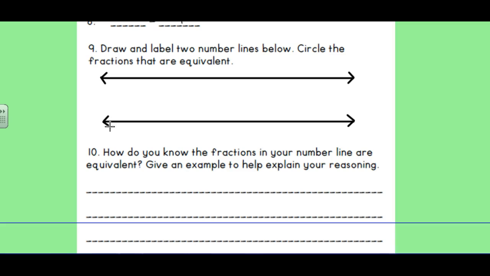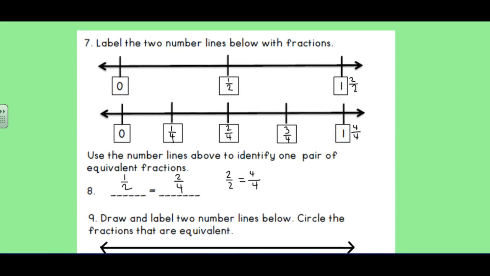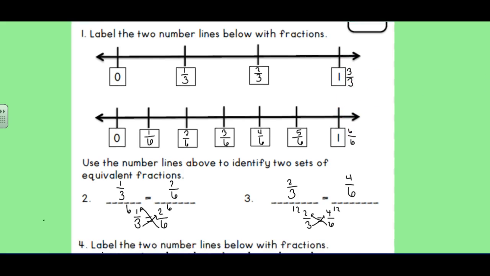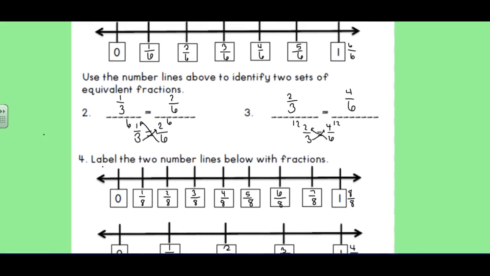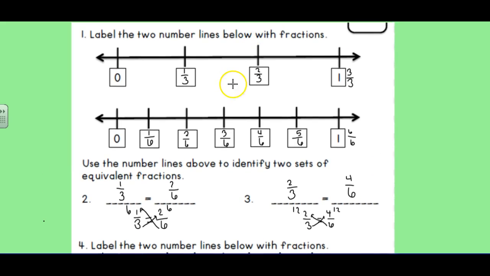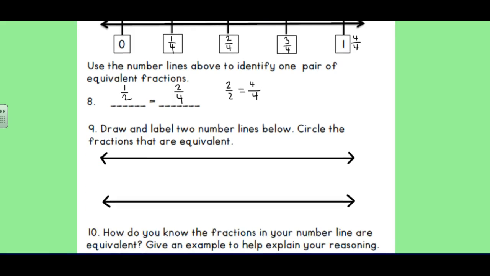So for one, whenever I'm looking up here, we've used halves and fourths. And on the front, we used thirds and sixths, and we used eighths and fourths. So we have not done thirds and halves, so we could do that on our number line. So let's go down here and let's divide our number line into halves and into thirds.